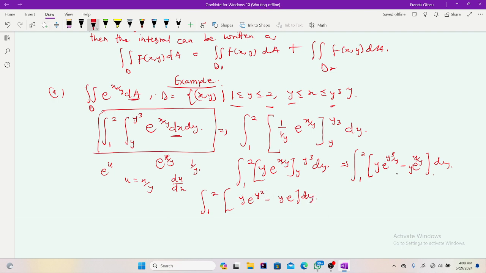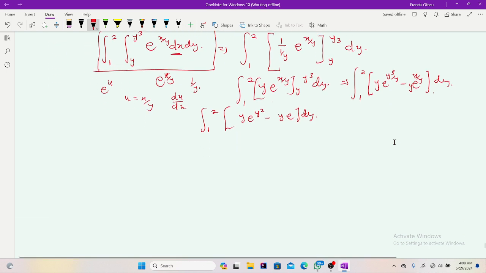I'm left with the outer integration. For the outer integration, I'm only integrating my function with respect to y. With respect to what? y. So how do I integrate this with respect to y? So let's see. Since I'm integrating with respect to y, every y is a y, right? Every y is a y.